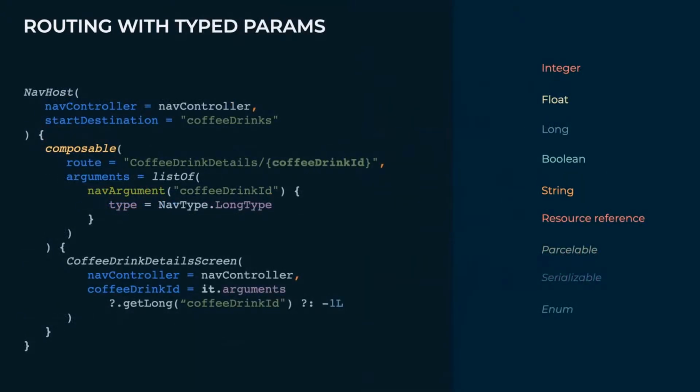And very often we want to send typed parameters, to also have additional verification of the parameter type before navigation. So for this, in addition to the route, we can have arguments, and for these arguments we can provide a list of arguments with a key and a specific type, and the value can be mapped. All other parts are the same. We can pass all primitive types plus resource references, parcelable, serializable, and enums.